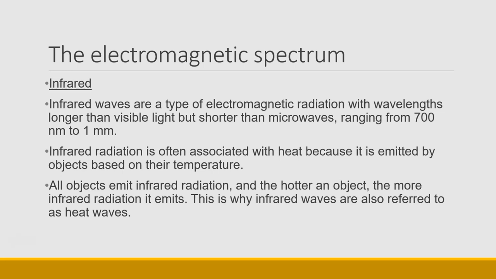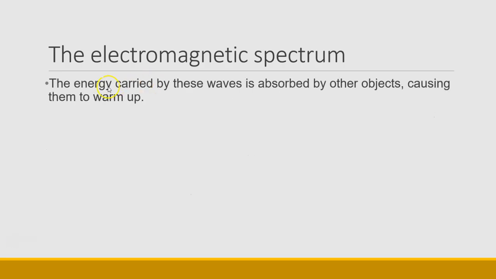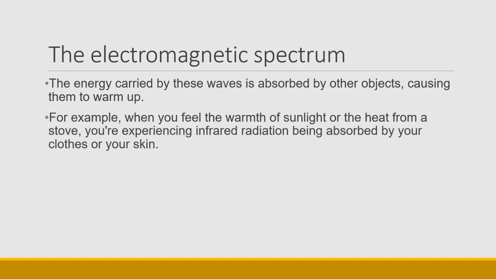Now, remember that because this is part of the electromagnetic spectrum, it has a color associated with it, but we can't see it. We are blind to that color, so we can feel the heat, but we can't see the heat. The energy carried by these waves, by infrared radiation, is absorbed by other objects and it causes them to warm up. So when you feel the warmth of sunlight or heat from a stove, what you're experiencing is infrared radiation that is being absorbed by your clothes or by your skin, and it is being converted into heat energy.